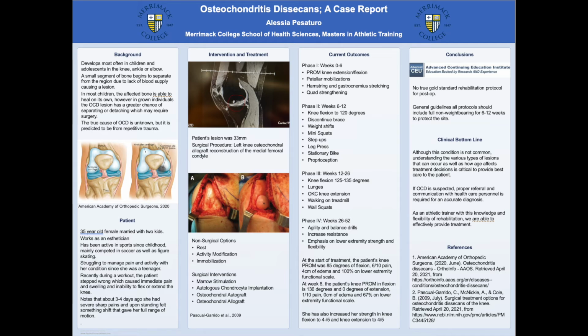For her outcomes, she was sent to rehabilitation physical therapy following her surgery. So in phase 1, weeks 0 through 6, the main goals were to increase range of motion, decrease any swelling as well as pain. And to do that, we worked on passive range of motion of the knee for extension and flexion, patellar mobilizations, hamstring gastroc stretching, and quad strengthening.